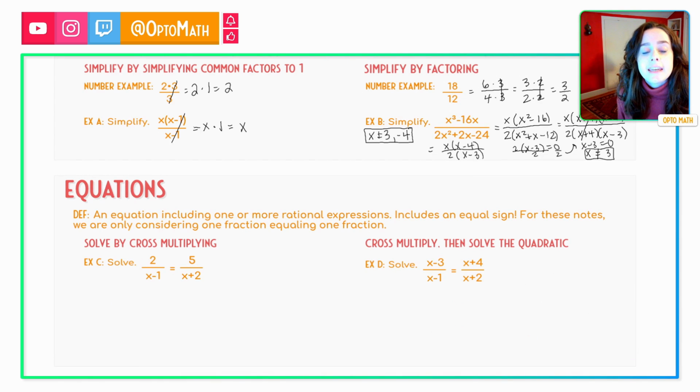Let's take a look at equations. A rational equation is just an equation that has at least one rational expression in there. So we've got some fractions happening. And it could be a fraction plus a fraction equals a fraction, minus a fraction equals a fraction, or multiplying or dividing. But for our examples here, we just want to look when one fraction equals one fraction. And when we have that situation, we solve by cross multiplying. So let's look at example C.